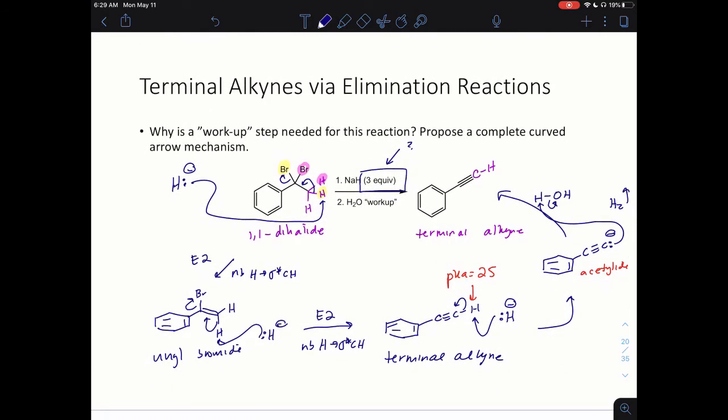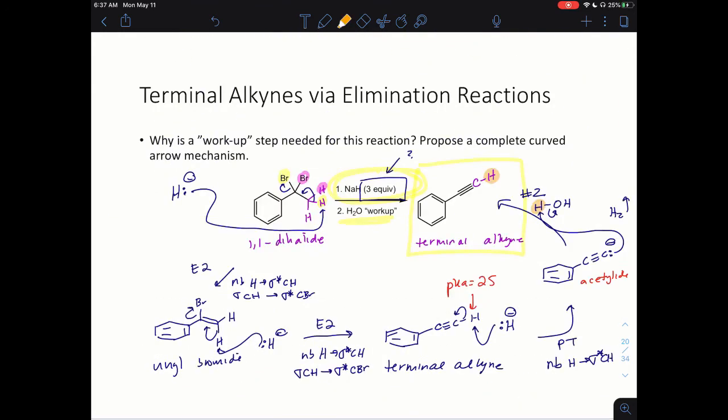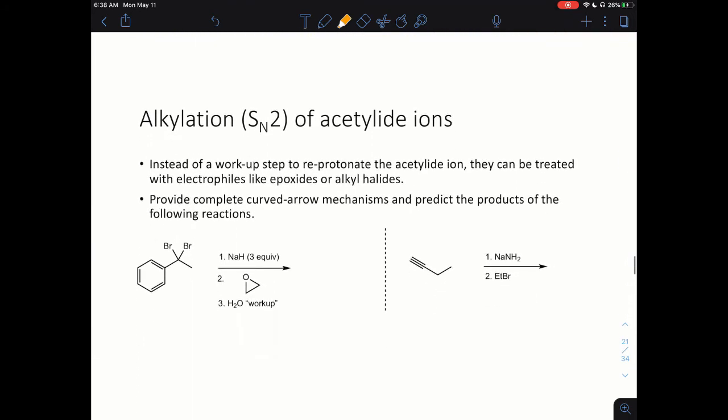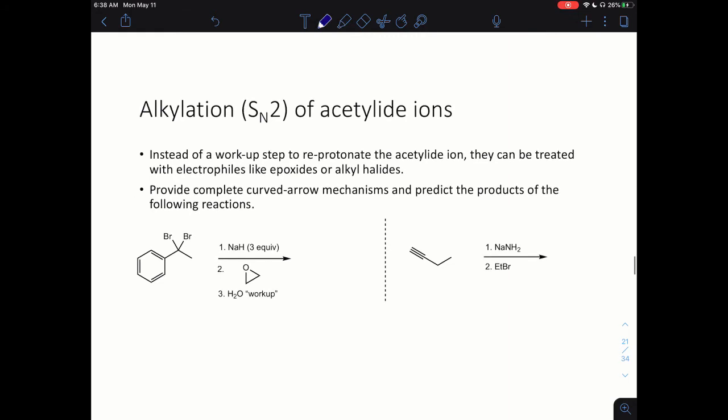Okay, so I'll repeat that one more time. When you are generating a terminal alkyne and you use sodium hydride or sodium amide, you'll need to do a workup step. I mentioned once the acetylide ion is generated, instead of the workup step to just install this proton, make the terminal alkyne, you might want to keep reacting the acetylide ion with some electrophile and make some different products, different functional groups. So here there's two examples of that.